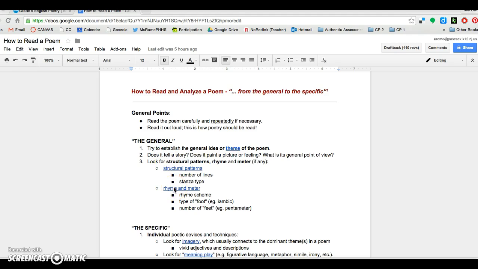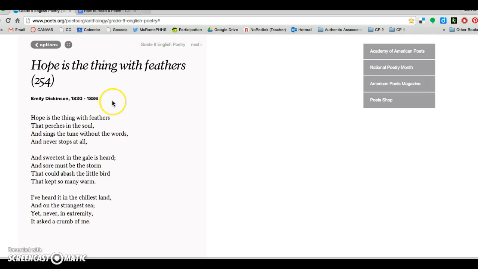Okay, so the next thing we want to look at is the rhyme and the meter. With the rhyme, we primarily want to look at end rhymes. So we have feathers, soul, words, all. None of them really rhyme with each other, so it's going to be an A, B, C, D rhyme scheme for stanza 1. Moving on to stanza 2.